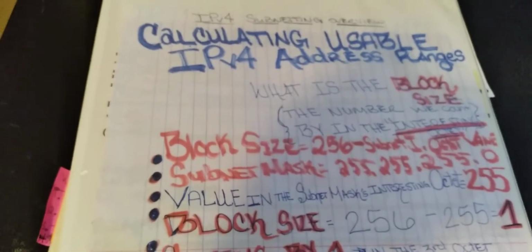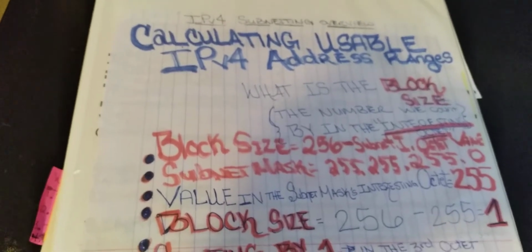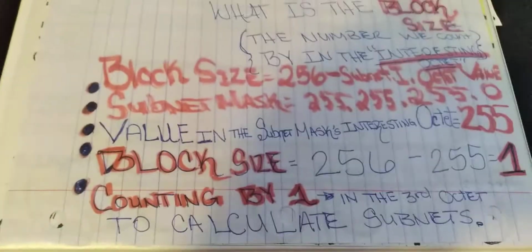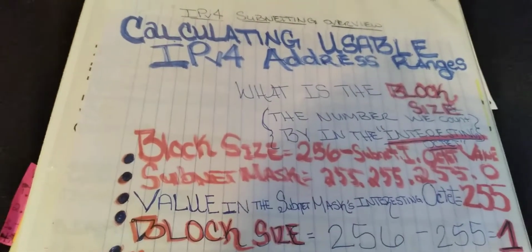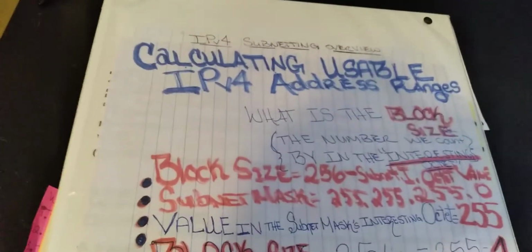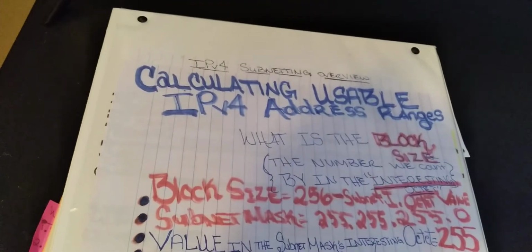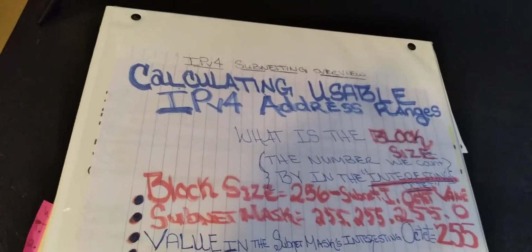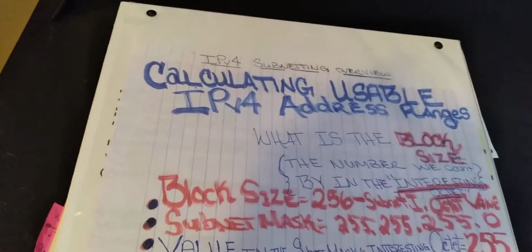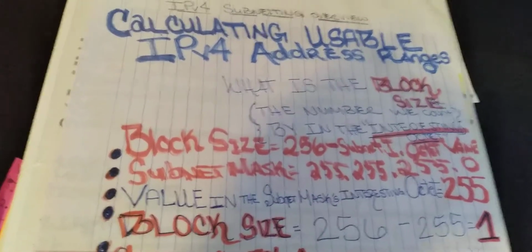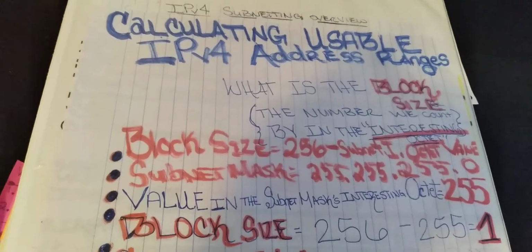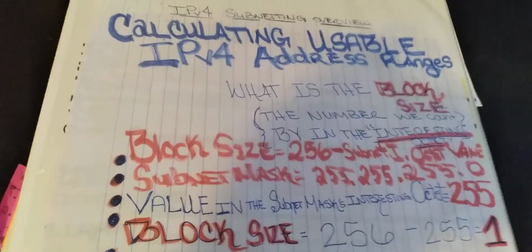So 256 minus 255. That's what the subnet value is in the interesting octet. So our example is a bit easy. Look at that, there's 255 in our octet. And what is 256 minus 255? It equals 1.